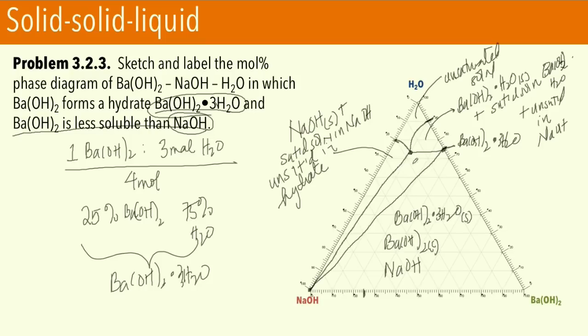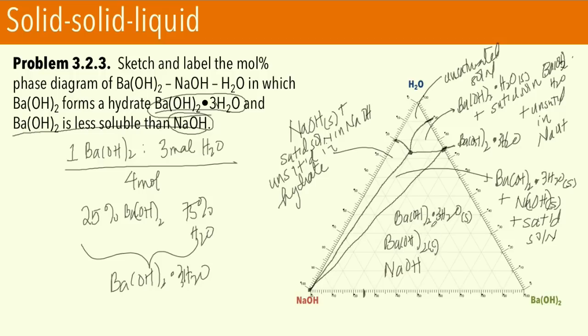This region, on the other hand, is going to be a mixture of barium hydroxide hydrate solid plus sodium hydroxide solid plus the solution saturated in both barium hydroxide hydrate and sodium hydroxide solid. Overall, this is our sketch of our phase diagram.